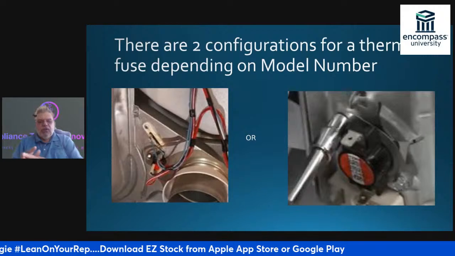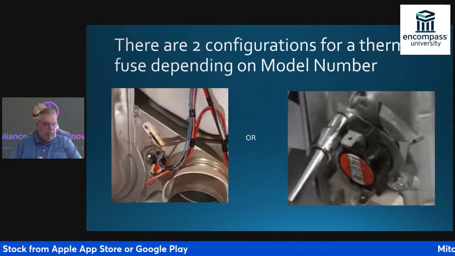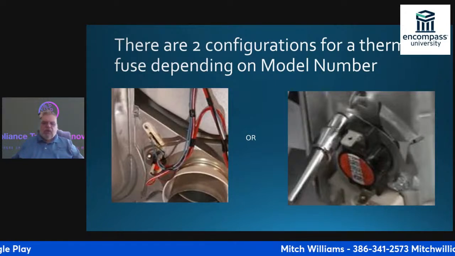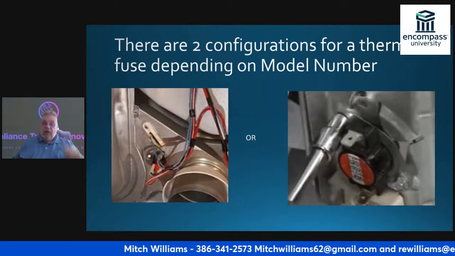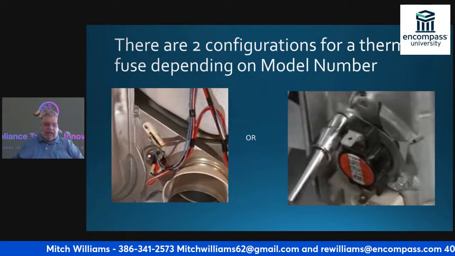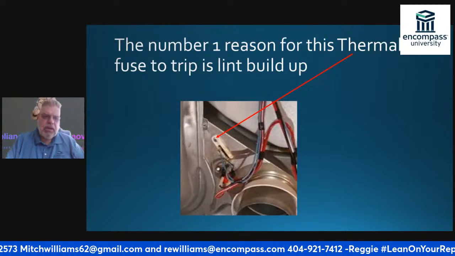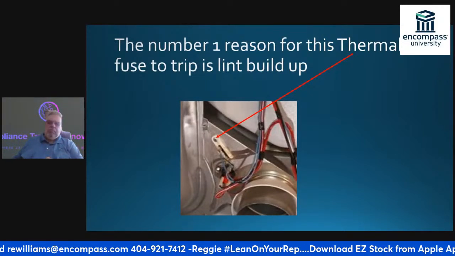Okay. So there are two configurations for getting to the thermal fuse. Some of the thermal fuses are located on the box. Some of them are located on the back of the dryer. Mine actually was on the back of the dryer, on the left side. The number one reason for this thermal fuse to trip is lint buildup.